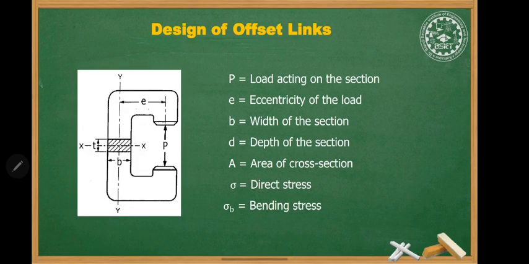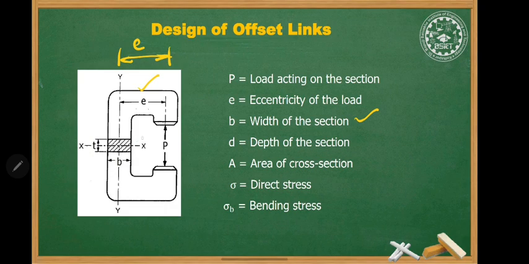Next is the design of offset links. Here I have shown you one offset link in which this P is nothing but the load acting on the section. This small e is the eccentricity of the load. So what is eccentricity? It is the distance between the line of action of force and the axis of the member. This distance between YY and the line of action of force P is shown by this small e, that is eccentricity. Next, B is the width of the section.